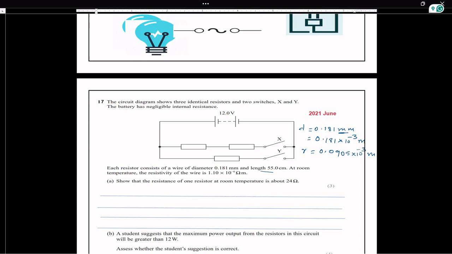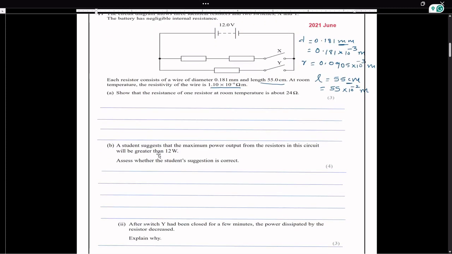Then the length is given in centimeter. So 55 centimeter, which is 55 times the prefix centi. It has a value of 10 to the power of negative 2. So multiplying with 10 to the power of negative 2, that many meters. And even the resistivity is given. And we know the relation for the resistance, because the question is about calculating the resistance. So resistance is rho L over A.